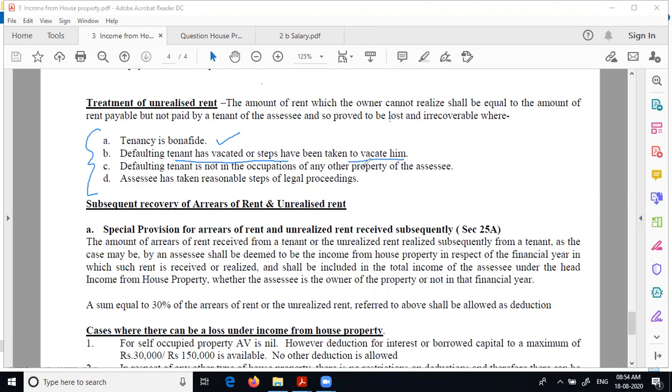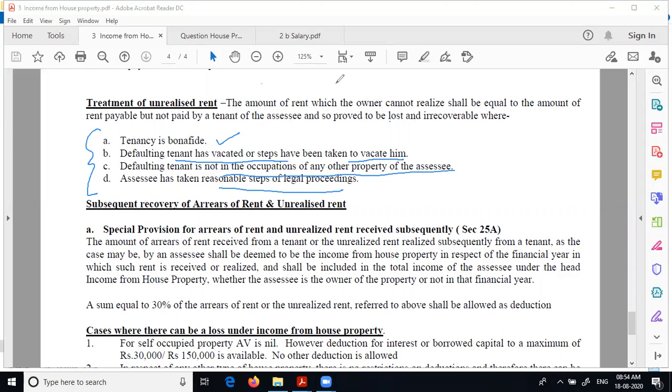There is some legal notice being given. The defaulting tenant is not in occupation of any other property of the assessee, and the assessee has taken reasonable steps in legal proceedings. Only if these conditions are proved will unrealized rent be available to be deducted when you are calculating gross annual value.